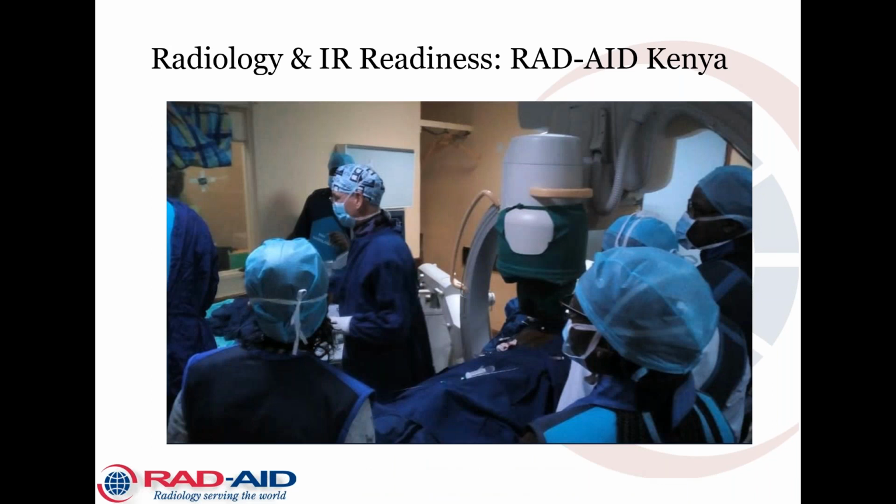So the program that I'm going to be talking a lot about today will be RAD-AID Kenya. In 2018, Bob Dixon, who's pictured here at the University of Nairobi in Kenya, went over with the team and did the IR readiness at the University of Nairobi. It was agreed among the partners that there was interest in strengthening the IR education in the residency at the University of Nairobi, and also considering the potential of having an IR fellowship. So this program has those goals that we're working toward over time.